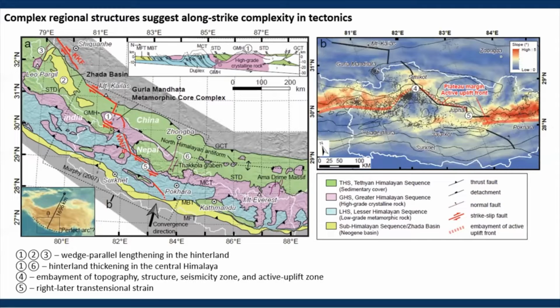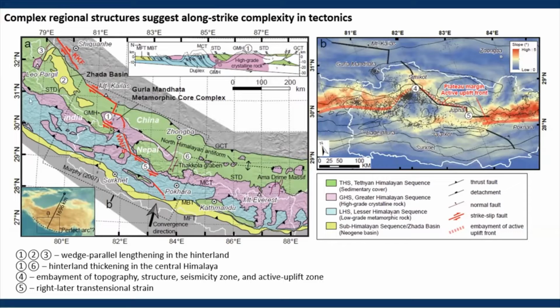The pink color is the footwall, and that's the high-grade metamorphic core of the Himalaya. And there is a contrasting difference in tectonic settings across its structure along the strike. To the west, you can see feature number 2 and feature number 3. There are a super-detachment basin and a dome with normal faults. This is Zada basin, this is Leo Pargil dome. They are all products of wedge parallel lengthening strain.